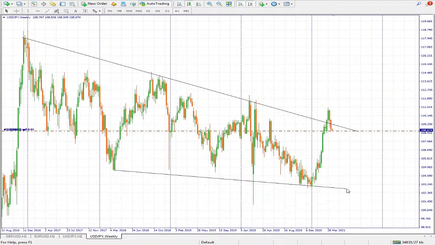Look at it the way I've drawn it. First, we have this level here as a good resistance, a good resistance, a good resistance. There is this breakout. After the breakout, the price is now above the same place. Okay, the price is below this trend line.